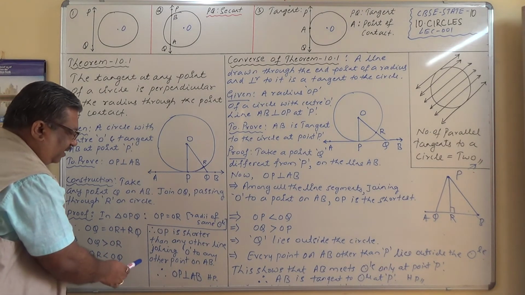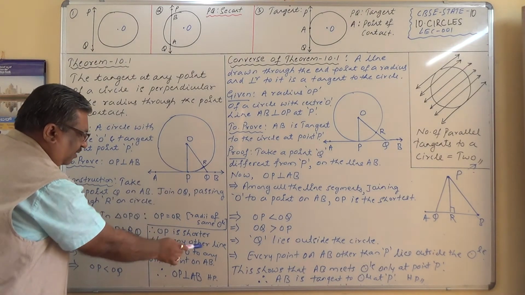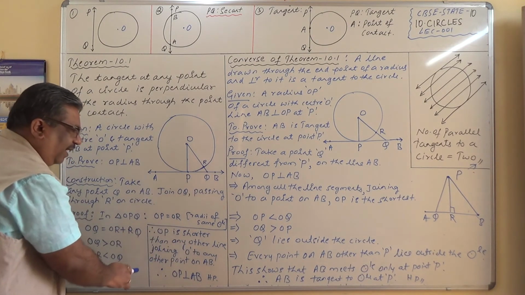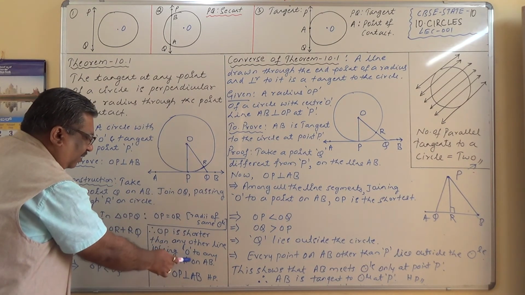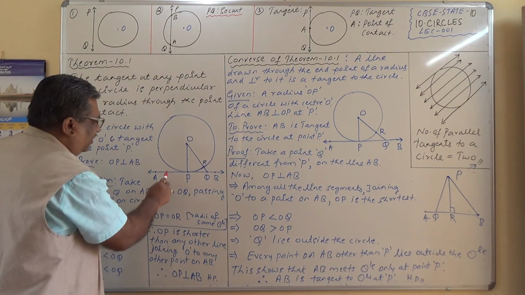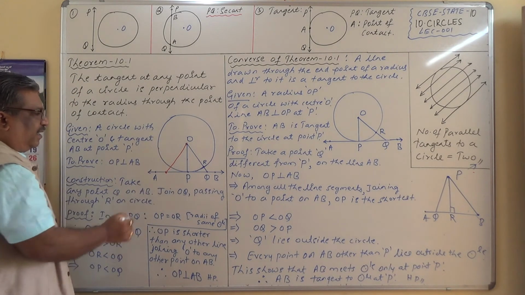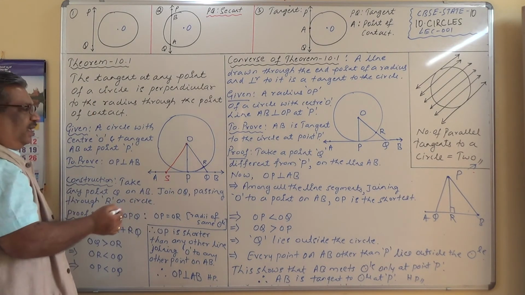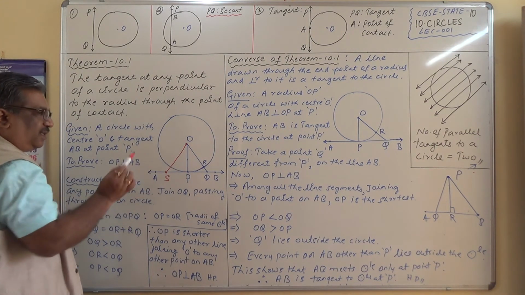So what I can conclude is that OP is shorter than any other line joining the center to any other point on AB. Suppose I pick a point here and join it, and let us mark it as S. In this case, definitely OP is shorter than OS.